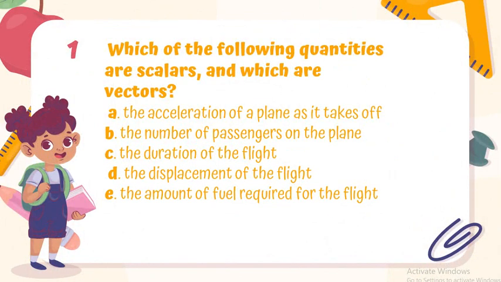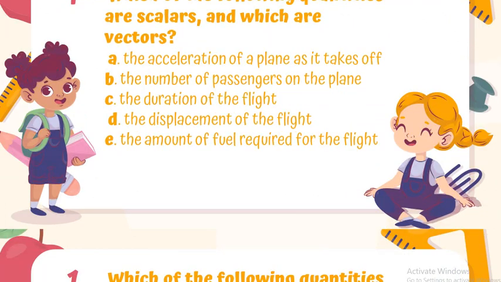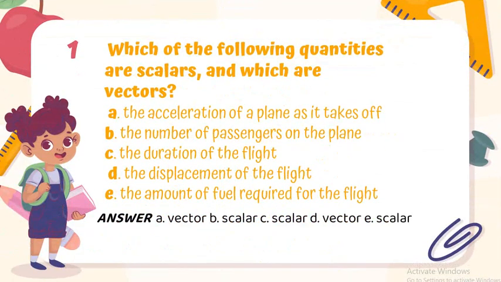So let's solve some important questions, such as which of the following quantities are scalars and which are vectors. You have to distinguish between them. The first one is a vector. The number of passengers on a plane is a scalar quantity. Duration of flight is a scalar quantity. The displacement of the flight is a vector, and the amount of fuel required for the flight is a scalar quantity.